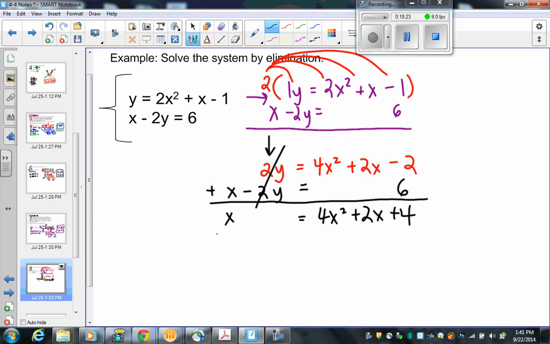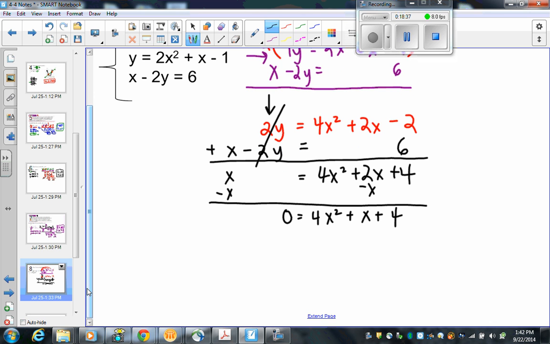Solving like before, I'm going to subtract over my x. That leaves me with 0 equals 4x squared plus x plus 4. So now we want to decide, is this factorable? Well, if I try to factor this, there are no common factors that multiply together to give me 16 and add together to give me 1. So I'm going to use the quadratic formula.